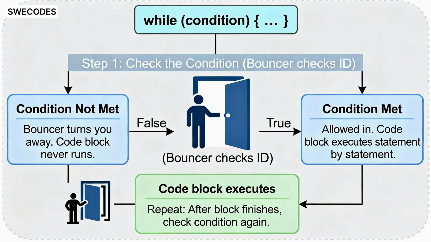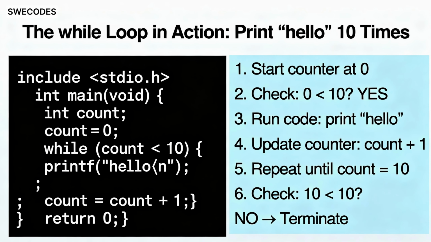The while loop in action. Let's see a real example. Our goal, print hello 10 times. #include <stdio.h>. int main(void). int count = 0. We start our counter at 0. while (count < 10). Check, is 0 less than 10? Yes. printf("hello\n"). Run the code.